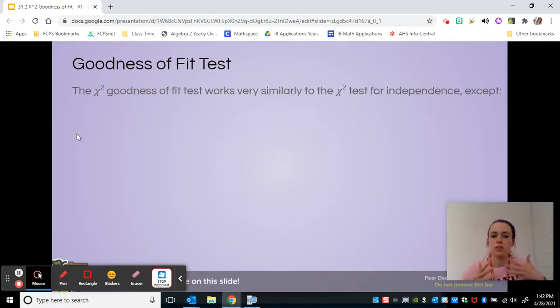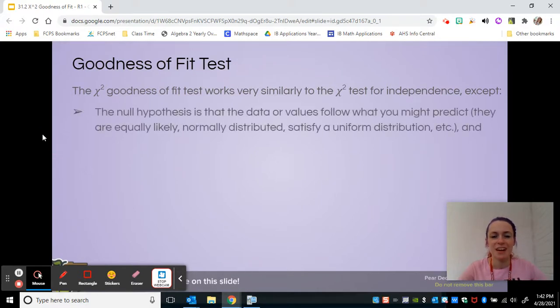So the goodness of fit test works very similarly to our test for independence, except besides the degrees of freedom being a little bit different, the null hypothesis itself is different. There is still a null hypothesis, but instead of saying the two variables you're looking at are independent, we're just going to say that they will follow what we might predict. Usually they'll tell you in the problem what they're looking for. So like they're equally likely, they're normally distributed, which we're going to talk more about in our last unit, or they satisfy a uniform distribution, something that you would just expect to happen anyway.